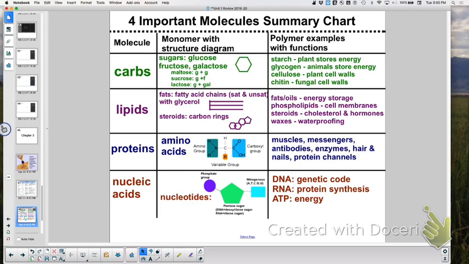So on this chart that you have right here, you can see the 4 important organic molecules. You can see the monomers, what they're each built with, and then you can see polymer examples and functions. We already went over this, right? So you should be feeling pretty comfortable, but you should also be looking and going, what else do I know?